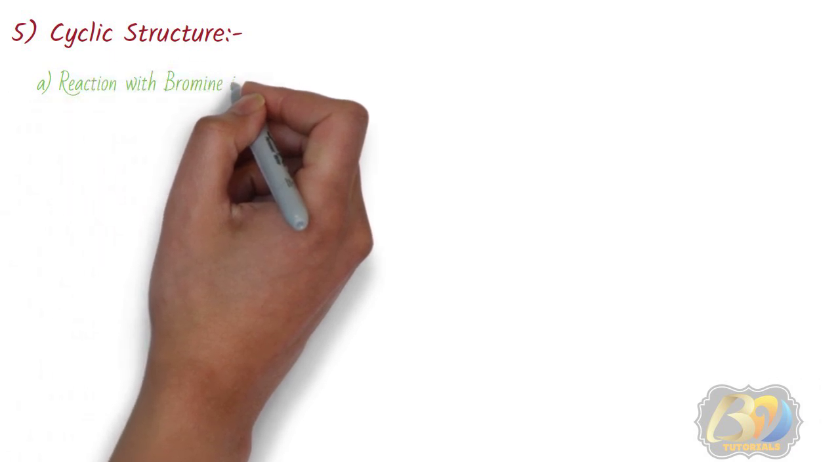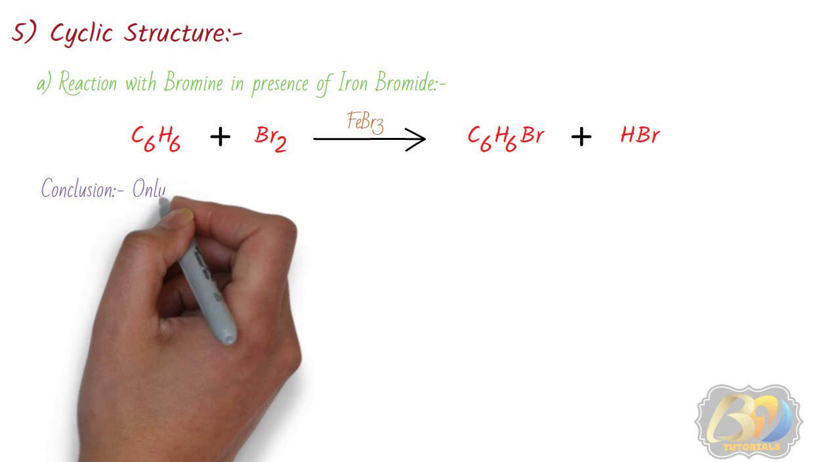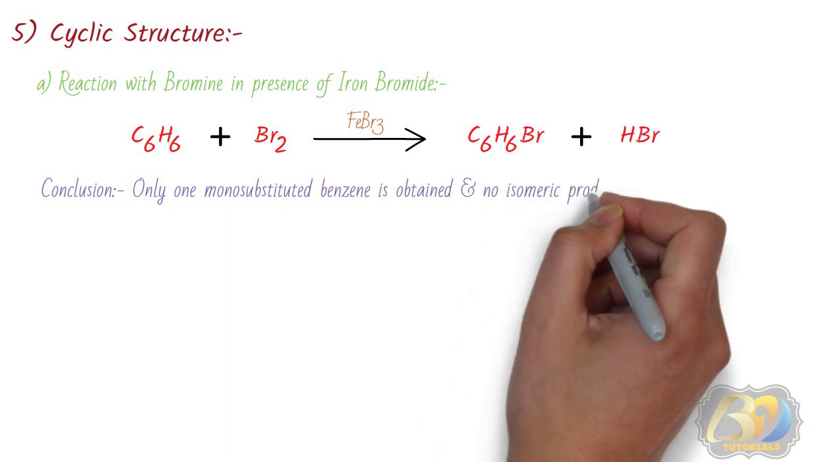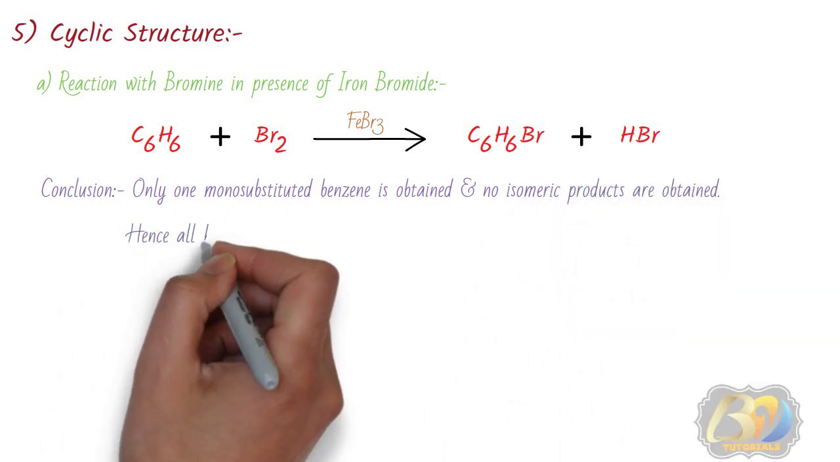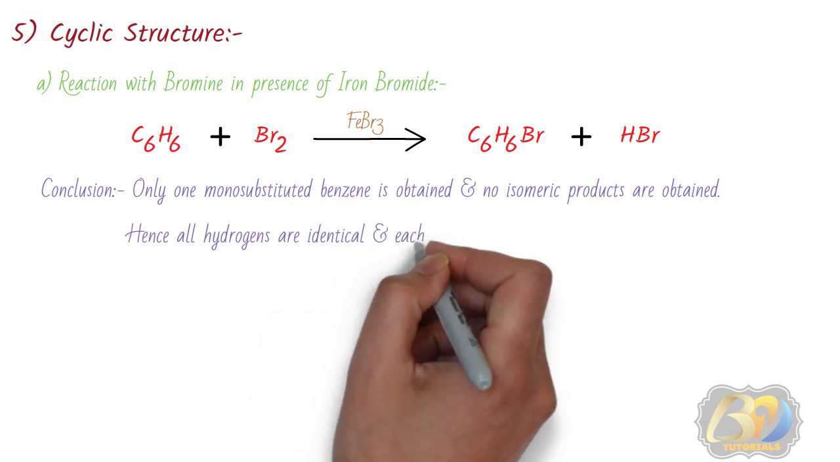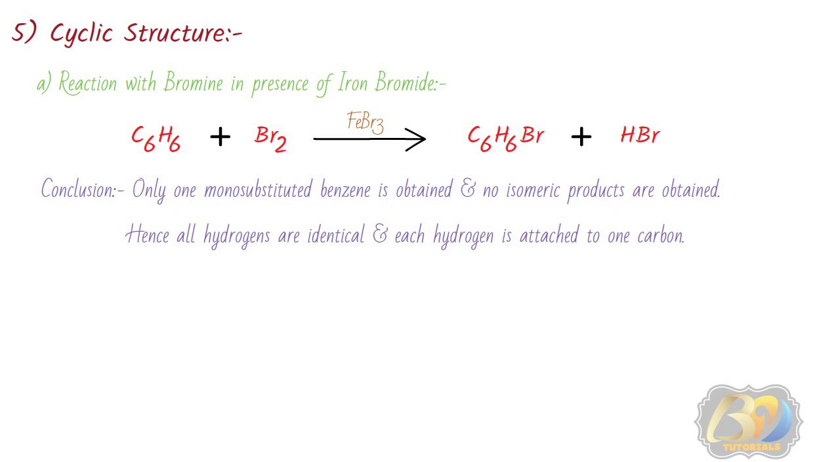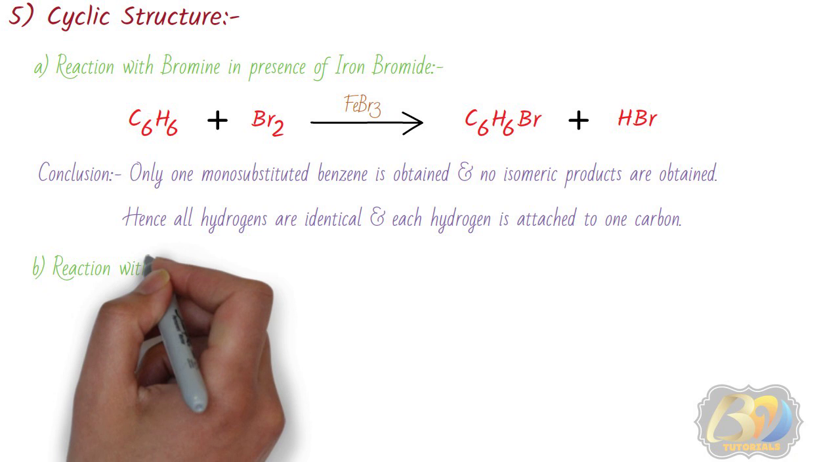First test is reaction with bromine in presence of iron bromide. Benzene reacts with bromine in presence of iron bromide as a catalyst to form monobromobenzene. From the above reaction, it is concluded that only one monosubstituted benzene is obtained and no isomeric products are obtained, indicating that all 6 hydrogen atoms in benzene are identical. This could be possible only if benzene had a cyclic structure of 6 carbons and to each carbon was attached one hydrogen. Next reaction is with hydrogen.